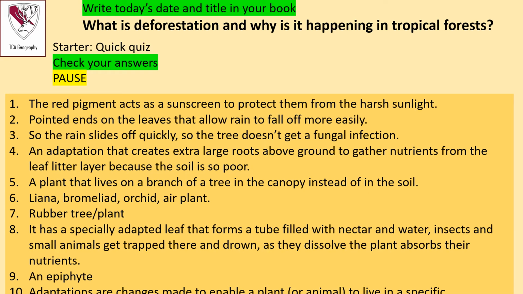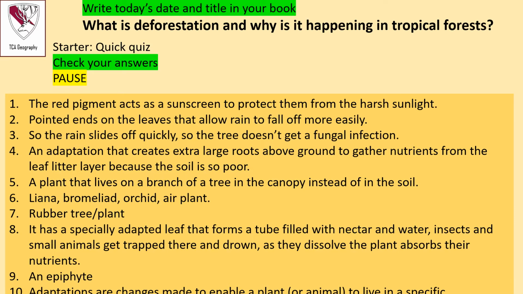And now I would like you to check your answers. So for number 1, the red pigment acts as a sunscreen to protect those young leaves from the harsh sunlight. Drip tips are the pointed ends on leaves that allow rain to fall off more easily. A good example would be the drip tip on a rubber plant.